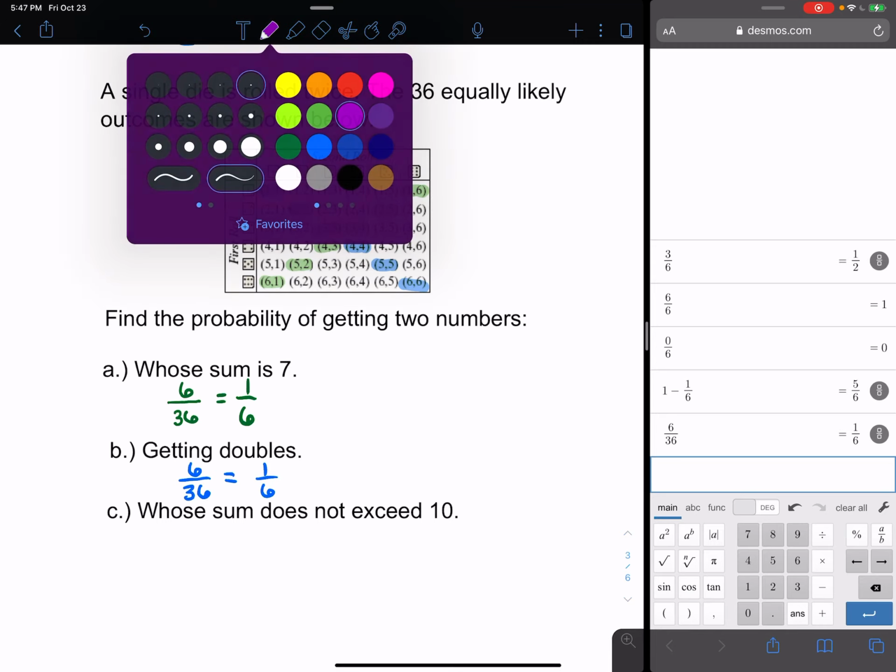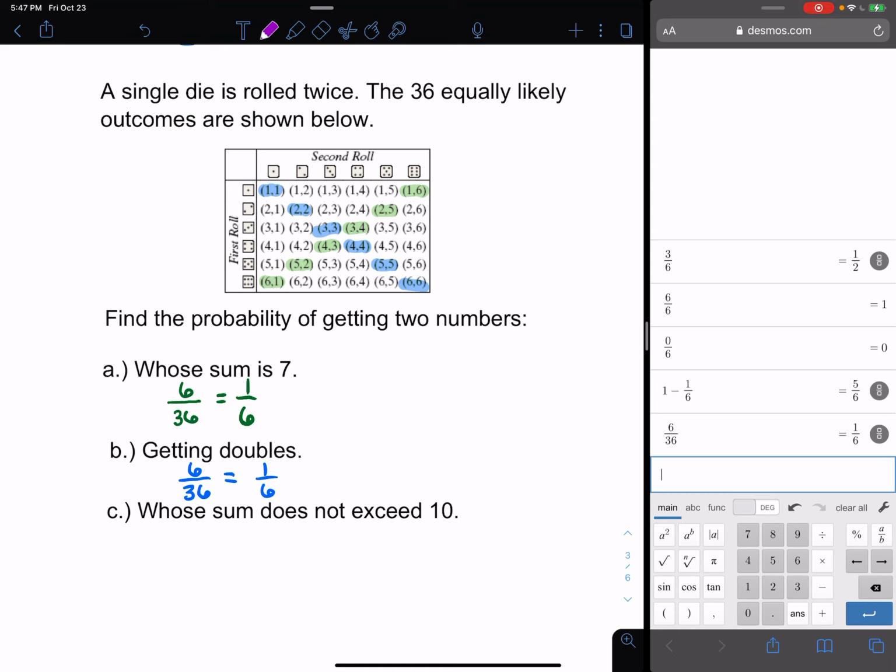Now let's look at part C, where they're asking us about a sum that does not exceed 10. If we're thinking about all the different things that do not exceed 10, that means it's 10 or lower. So it could be 10 or 9 or 8 or 7 or 6 or 5 or 4 or 3 or 2. Technically it could be lower, but the lowest thing that we can roll here is a 2 if we're rolling 2 dice. The issue is if I go through and try to actually count all these, I'm going to be counting a lot of different things.